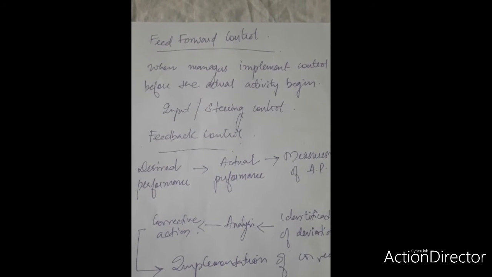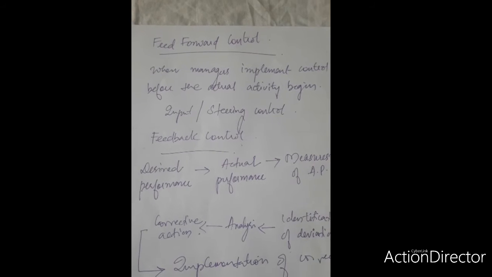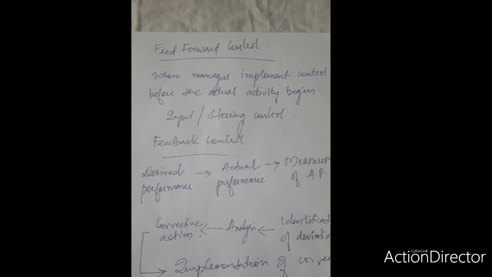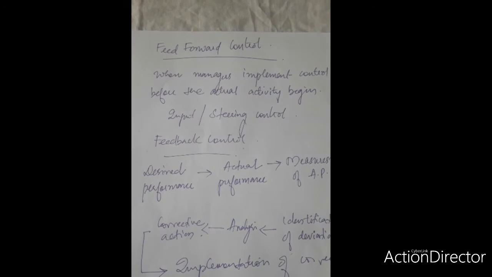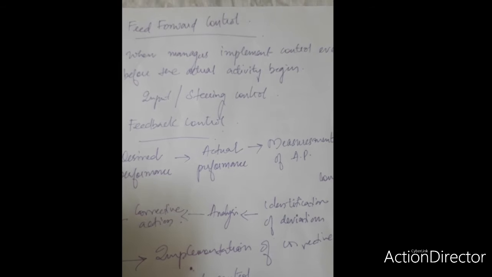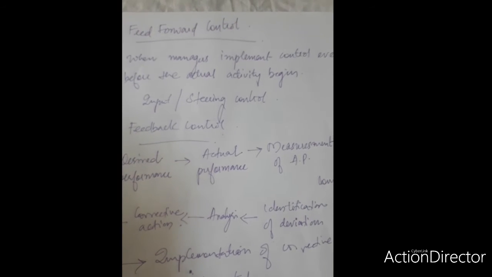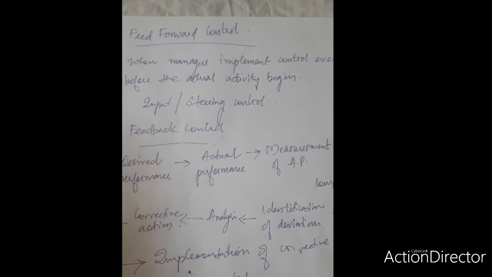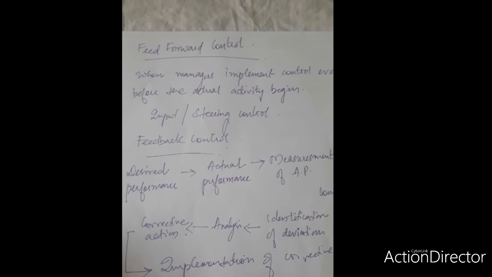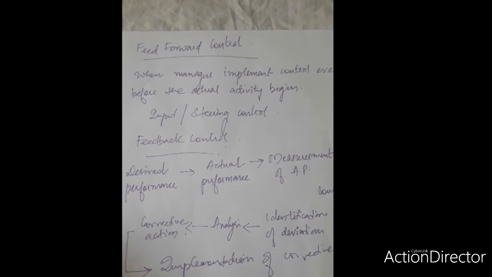This type of control focuses on the human resources, physical resources, and financial resources that become the input for the transformational process. It depends on the ability of the managers to anticipate the problem, or they should know what will happen well in advance. That is the feed forward control system.